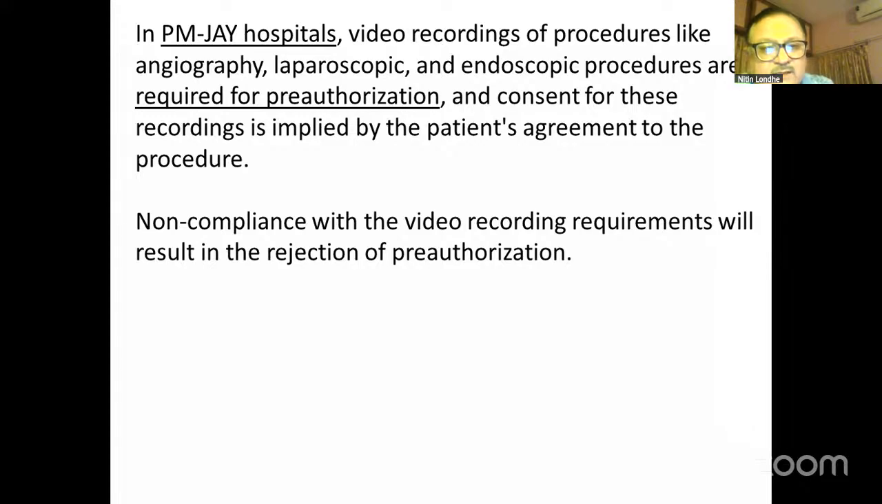I presume that should be a fair eye-opener into how the judiciary looks at consent. And thank you for your patient listening.